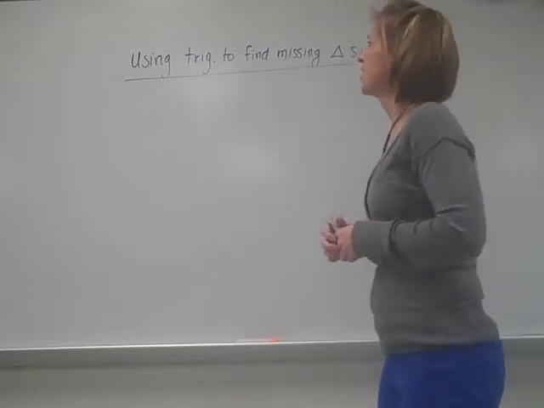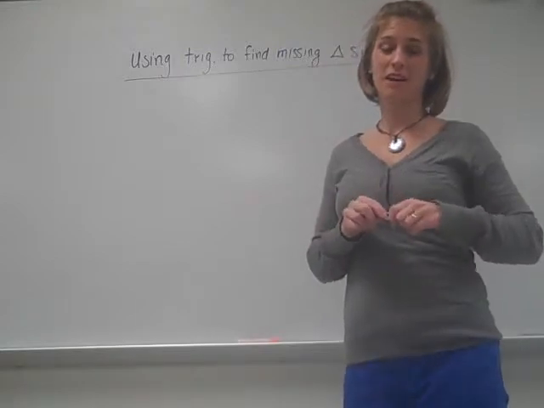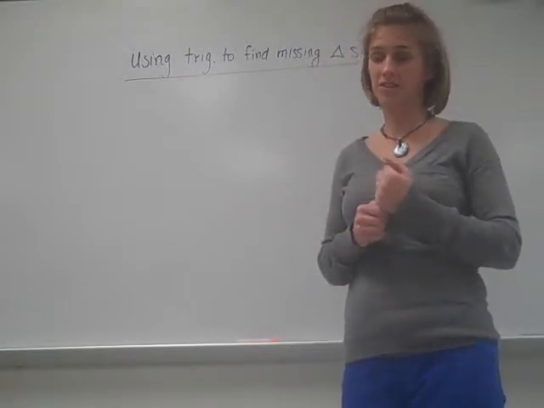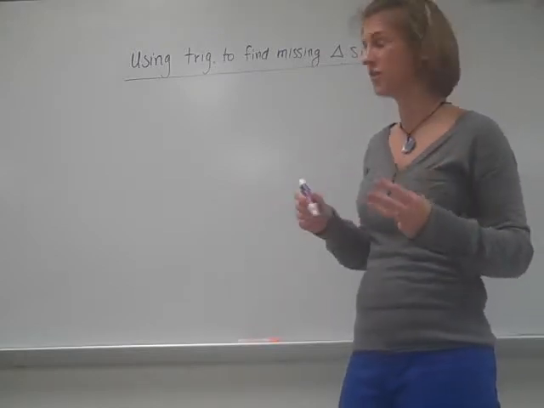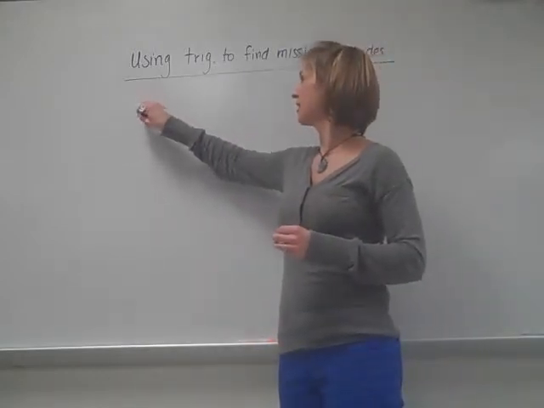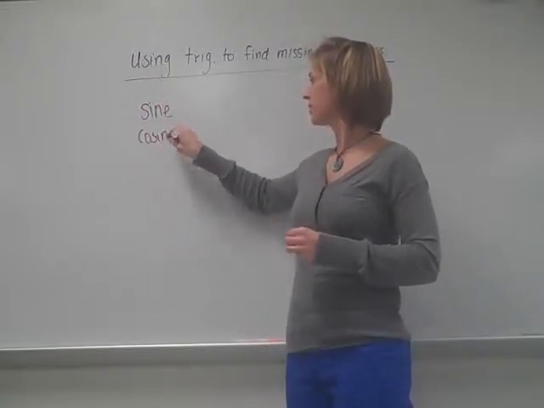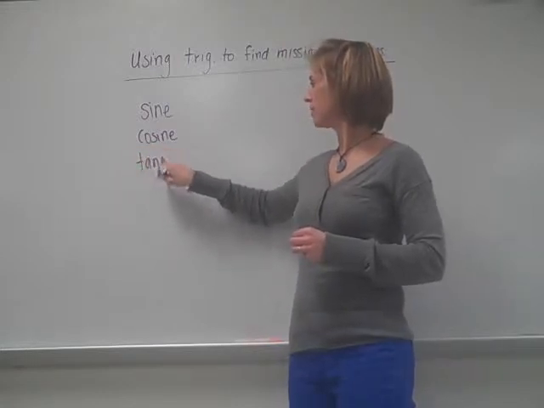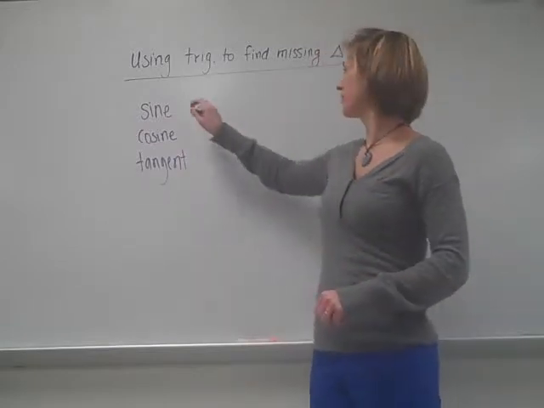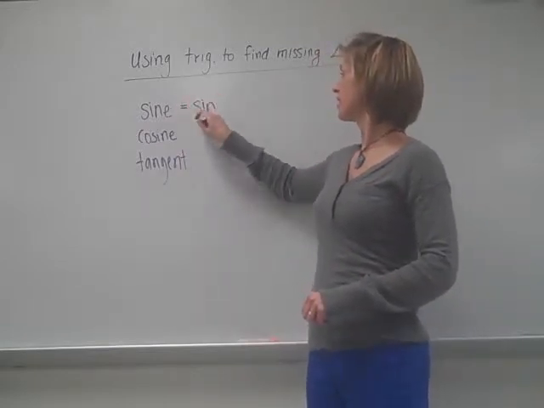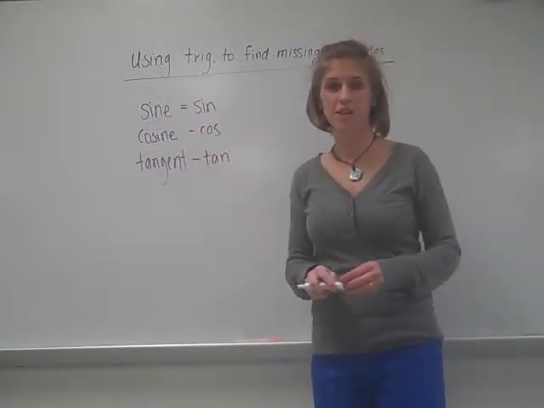So the first thing that we have to do is to use trig to find the missing sides of triangles. If you remember what trig is, there are three main trig functions. The first one's called sine. The second one is called cosine. And the third one is called tangent. That's how they're spelled, but typically we just use the three letters. So we would say sin, cos for cosine, and tan for tangent.